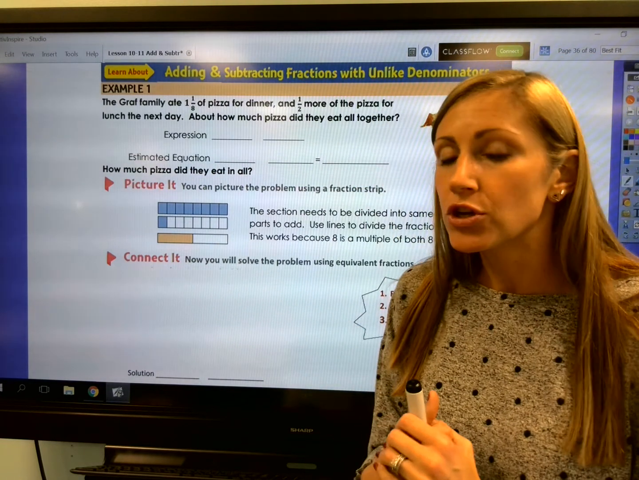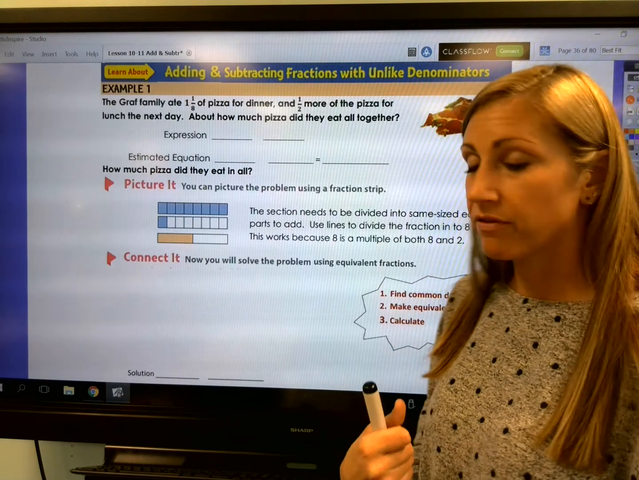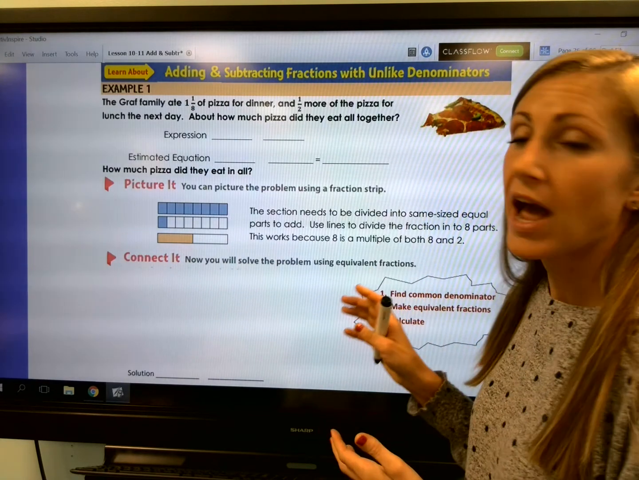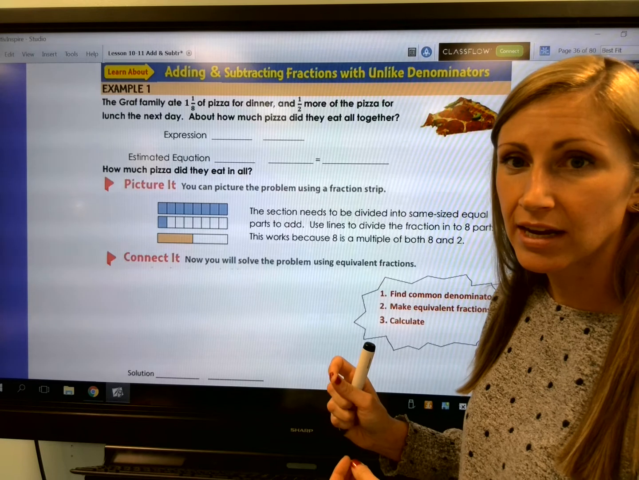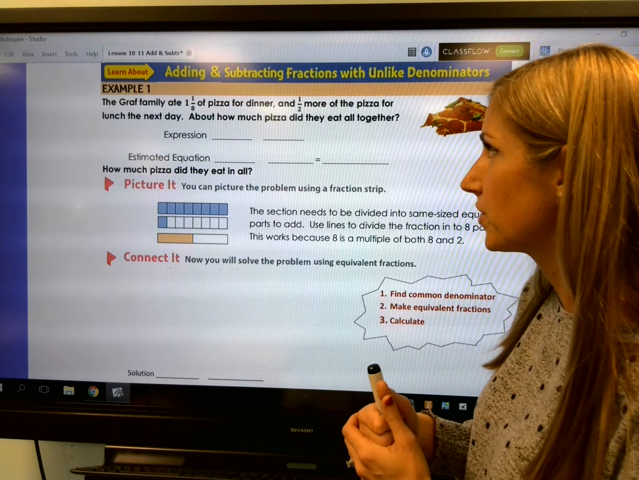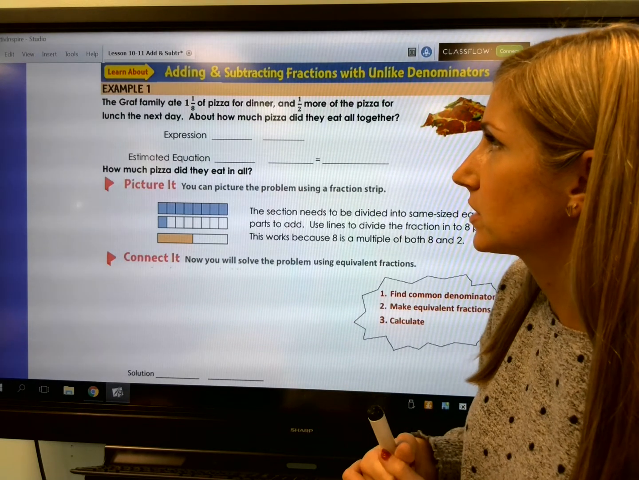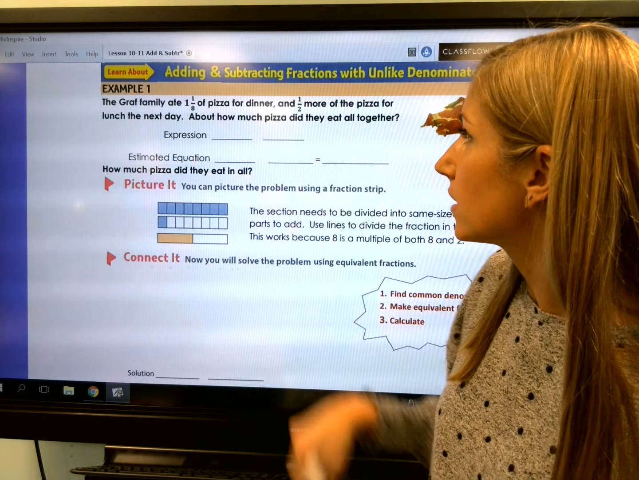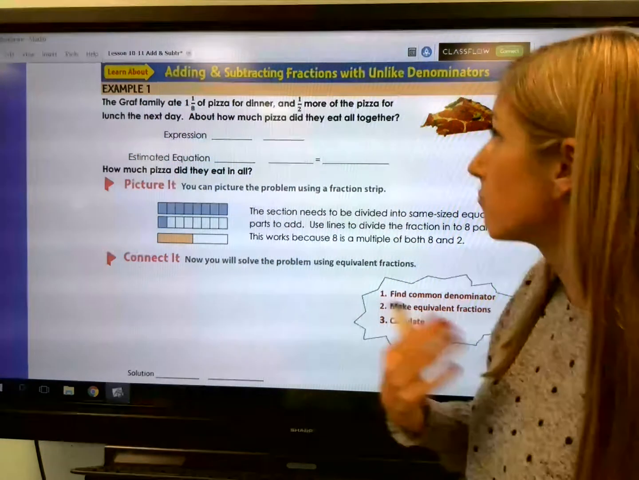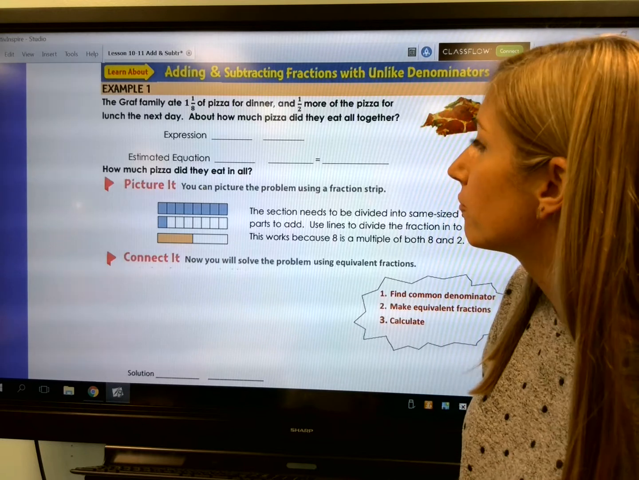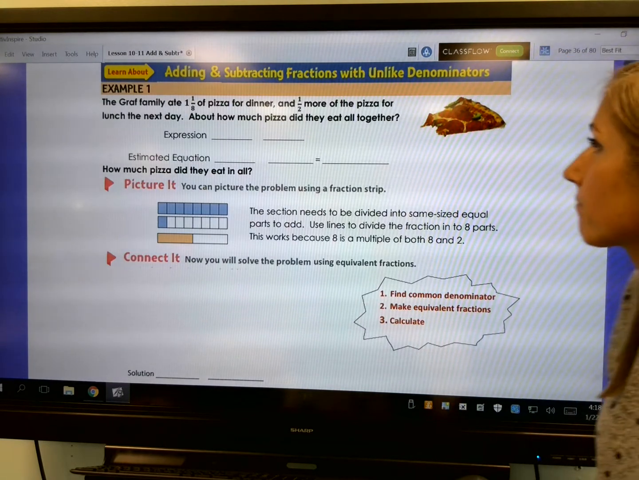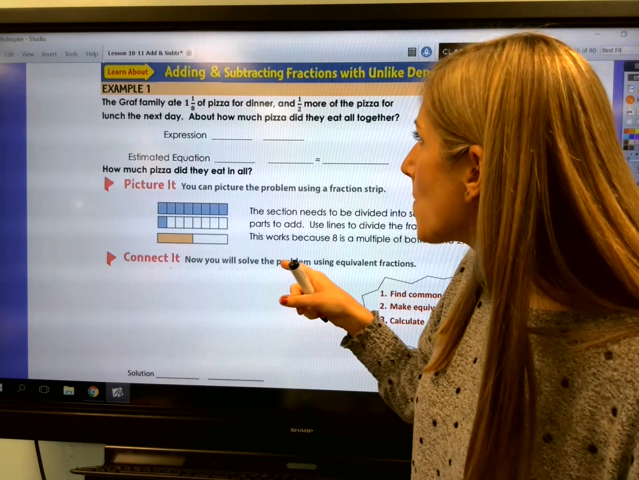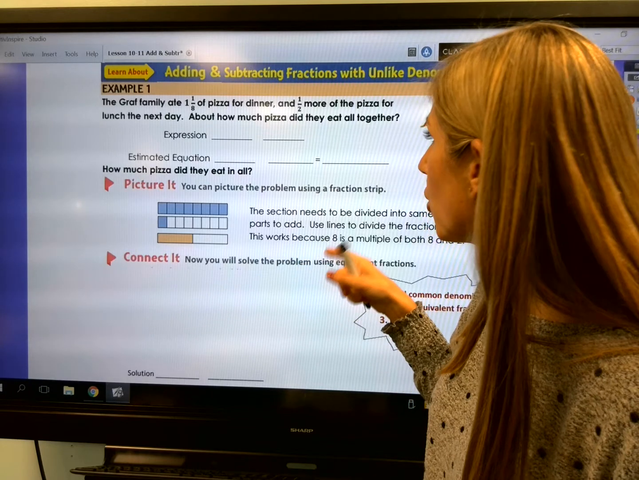We are going to use some of our old skills that we've already learned this year as we are going through and getting our final answer with these fractions. So let's start with this example 1. The Graff family ate 1 1/8 of pizza for dinner and a half more of the pizza for lunch the next day. About how much pizza did they eat altogether?